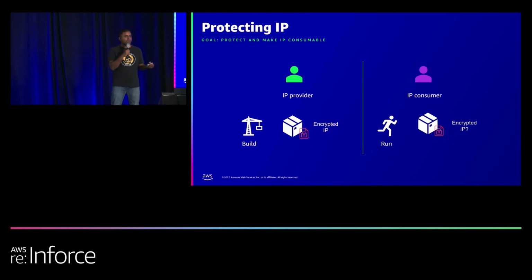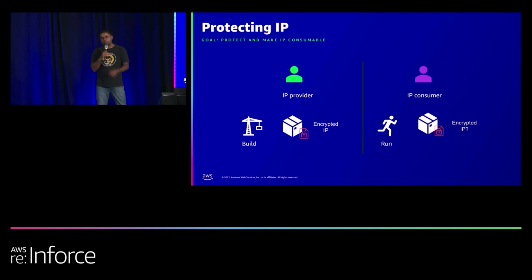But before we go there, I think there's a need to establish the roles here. As you can see on the left side, the IP provider. The primary responsibility of the IP provider is to take their IP, build it, package it, compile it, and then pack it up into a bundle and essentially encrypt that bundle. This is where the security aspect comes in. As an IP creator, IP provider, you want to protect your IP. And we'll see how Nitro Enclaves also helps an IP provider achieve that.